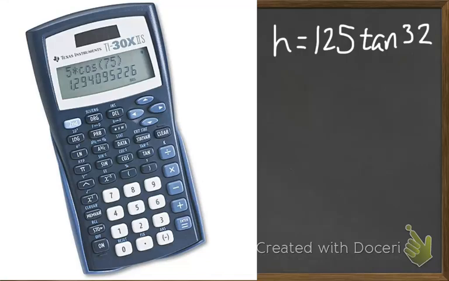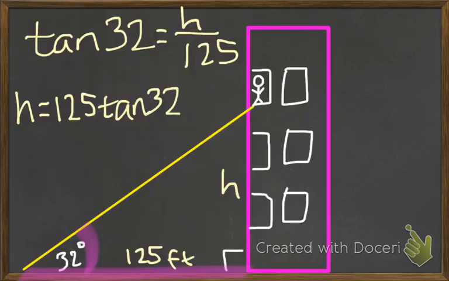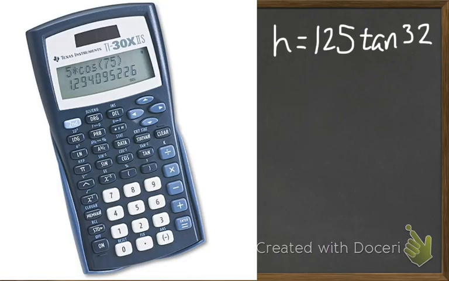Alrighty, so if you watched part 1, we finished with the height of the building being h equals 125 tan 32. So the height of this building right here is 125 tan 32. Now again, you don't know what that is off the top of your head, so I'm going to show you on a TI-30X, which is the version of a calculator that we have in class, how to get a decimal as to how high this actually is.